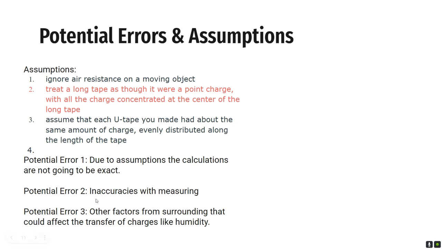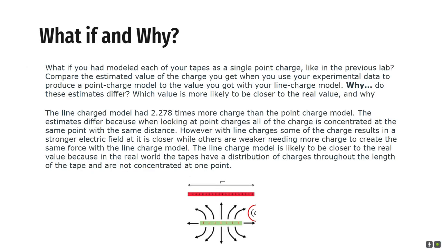Potential errors within our code or within our lab: due to assumptions, the calculation is not going to be exact to the actual real world model. There were inaccuracies with measuring, because we couldn't mishandle the tape; we were scared of the charge getting messed up if different materials were touching the tape. We couldn't get very accurate measurements because the ruler wasn't placed on the tape, and other factors like humidity from the surroundings could affect the transfer of charges.